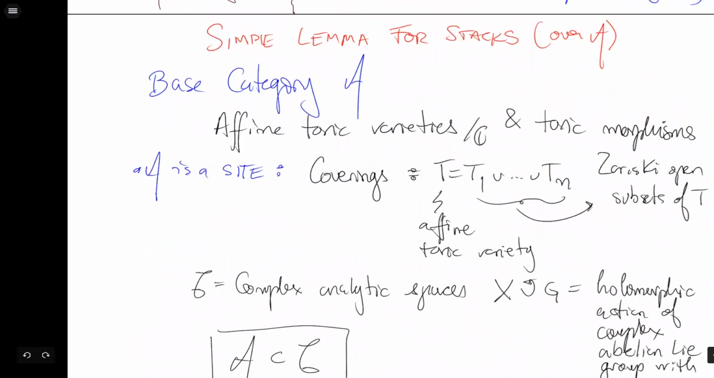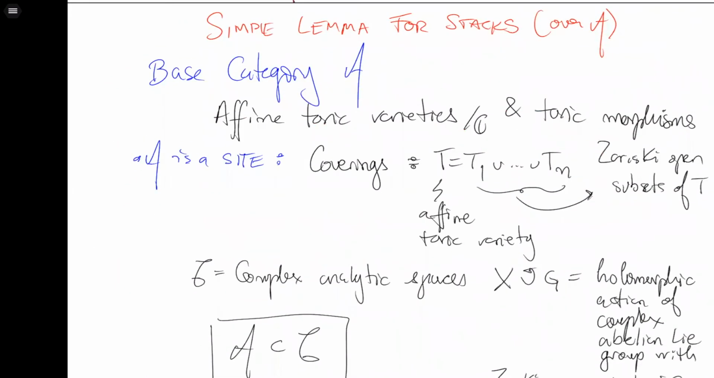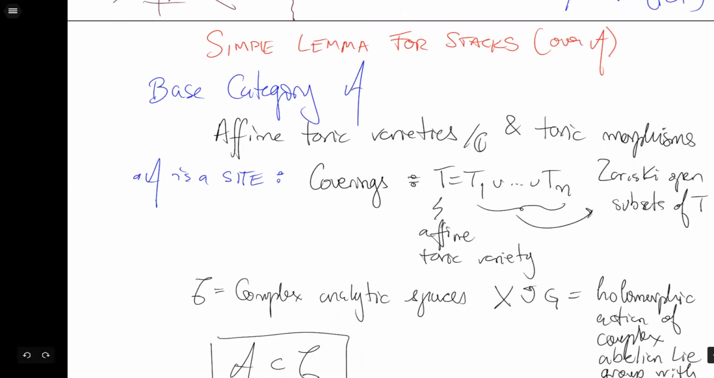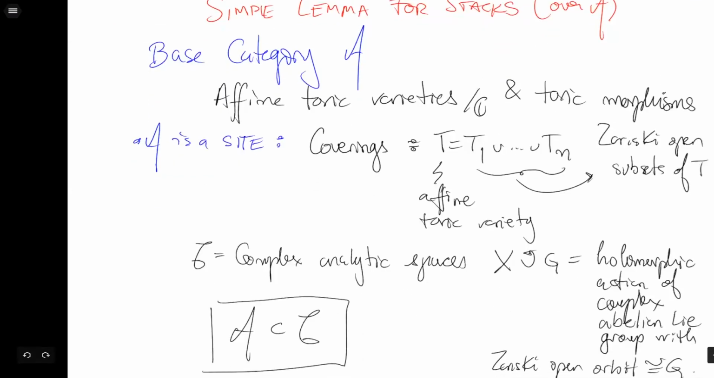Now, I will try to move to the actual rigorous definition of a quantum toric stack that would cover the example that I described and would be associated to a quantum fan. So quantum toric stacks are stacks, and they are stacks over A. What is A? The base category for our stacks is the category of affine toric varieties over C and toric morphisms. A is a site.